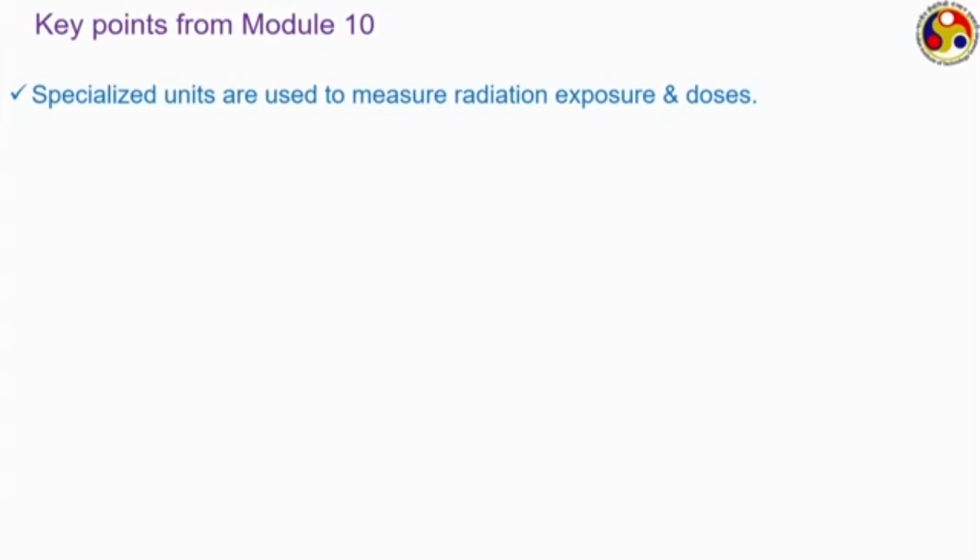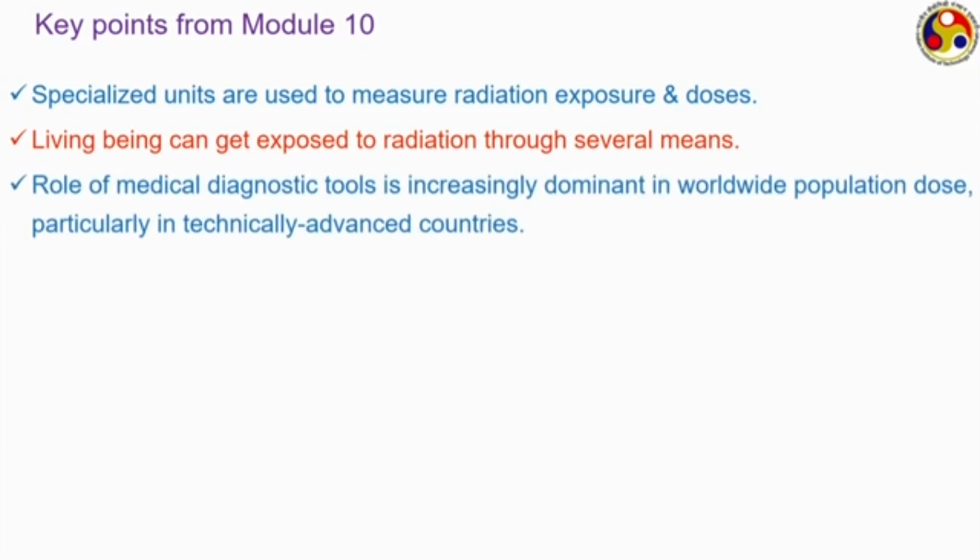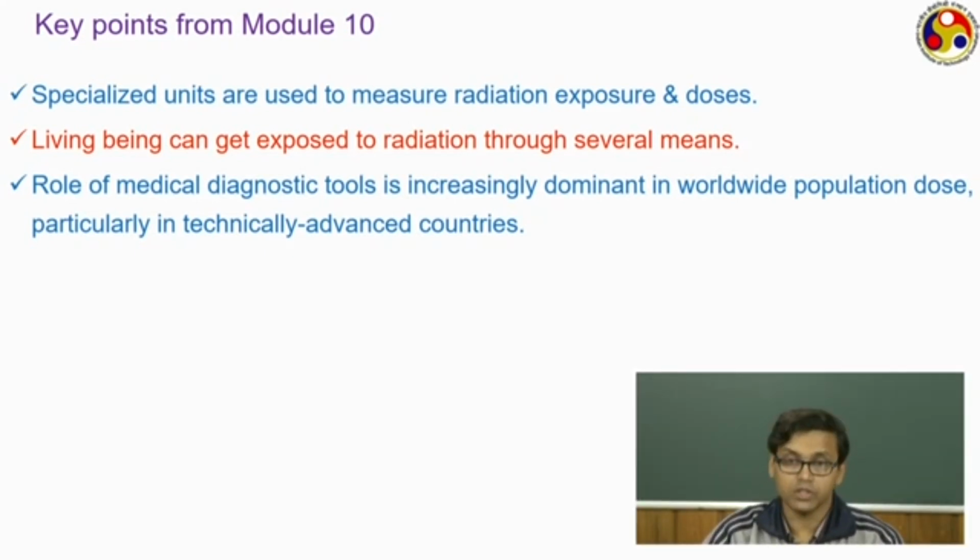And now, just to summarize the key points from this module, here you were introduced to specialized units for measurement of radiation exposure and doses, units like Sieverts and Gray. Then, living beings can get exposed to radiation through several means. The role of medical diagnostic tools is increasingly dominant in the worldwide population dose, particularly in technically advanced countries. Like we have seen, in the 1980s medical instruments contributed only a paltry fraction of total cumulative doses. In the early 2000s, they contributed nearly half of the total radiation dose in the United States alone.